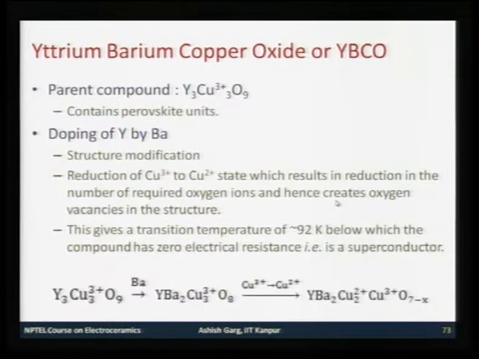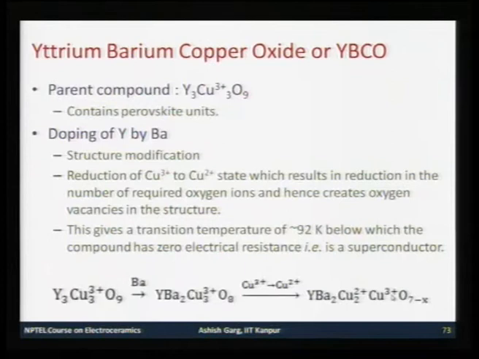So you understand that you bring in one barium, you of course reduce the requirement of oxygen. Now in order to compensate completely, copper also reduces itself, because you have one charge deficiency here and another charge deficiency caused by the reduction of Cu 3 plus to 2 plus to remove one oxygen. So the moment you do that, Y3Cu3O9 becomes YBa2Cu3O8, followed by YBa2Cu(2+)Cu(3+)O7-x.